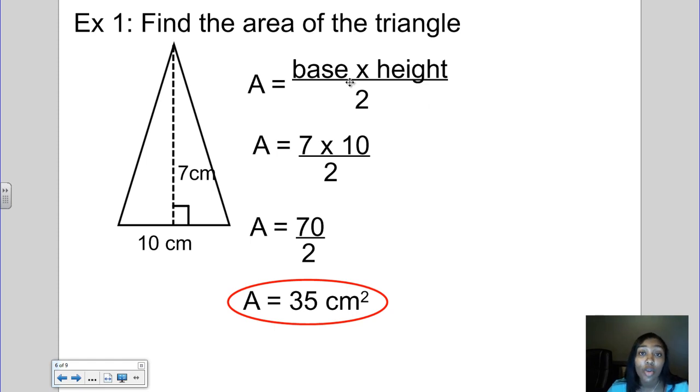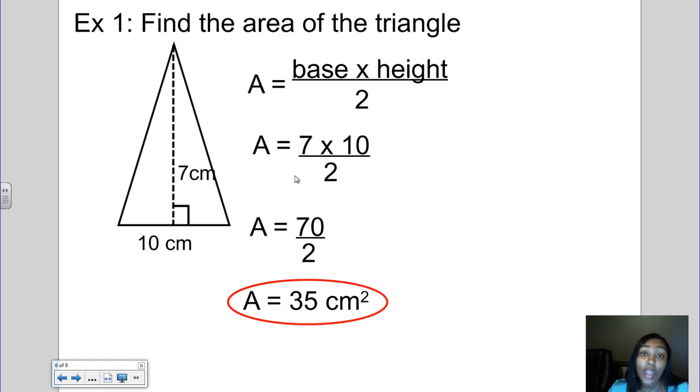In order for us to find the area, we have to look for the base and the height. And like I said, to find the base and the height, you have to look for the right angle square. If I look at this triangle, I notice that the right angle square is touching this dotted line here, and it's touching the bottom of this triangle, which means I have now located the base and the height. I have a base of 10 and a height of 7.